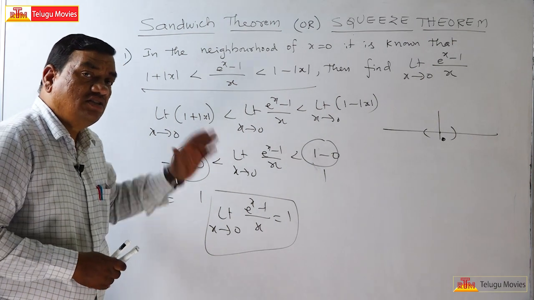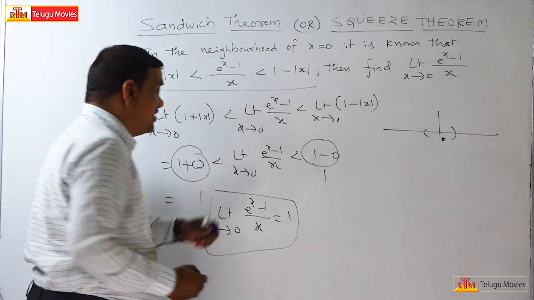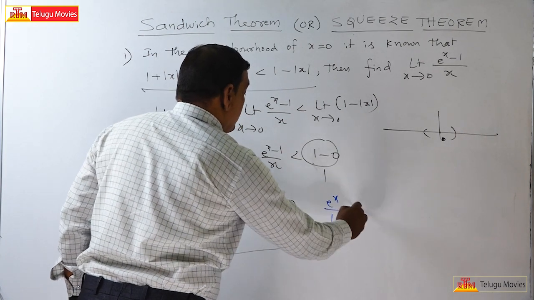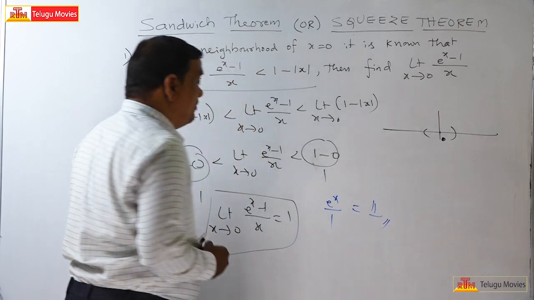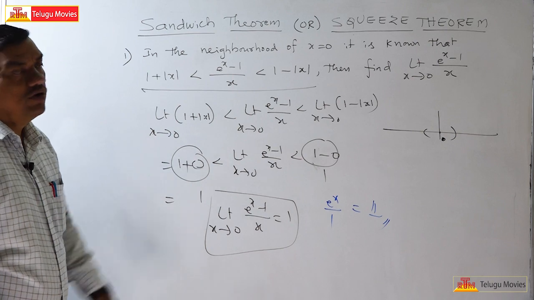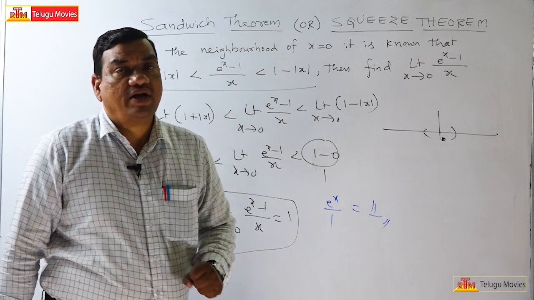So this is a way of finding this limit according to the sandwich theorem. Without the sandwich theorem also we can do that, just by taking differentiation: e power x differentiation is e power x, x differentiation is 1, e power 0 is equal to 1. So like that also we can do. I hope that you understand this problem. So let us do some more typical problems.